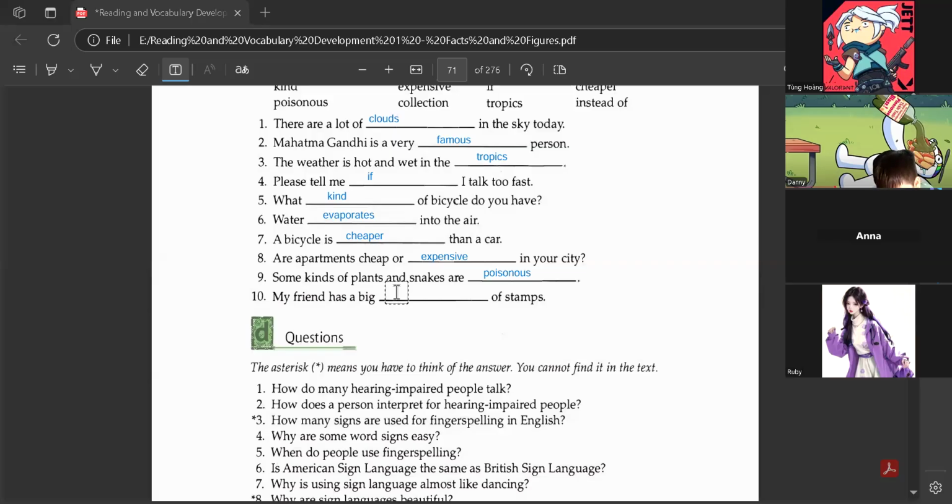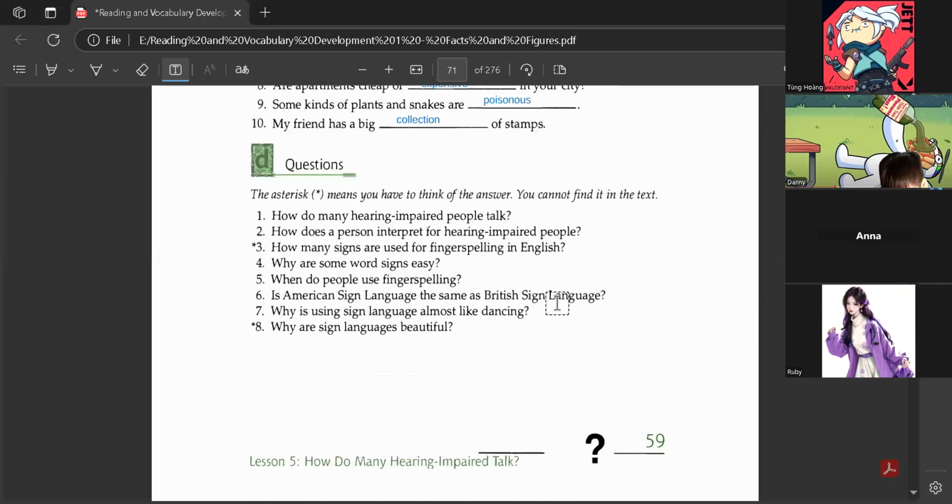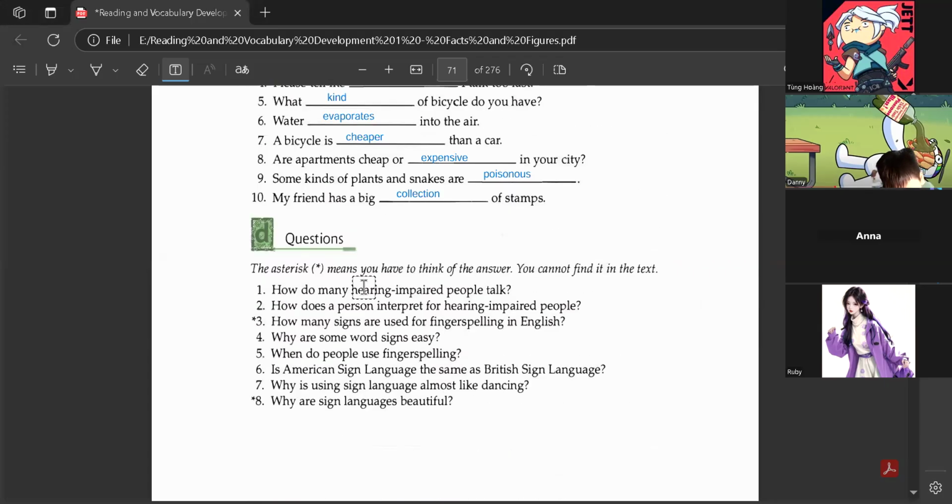Big collection of stamps. Okay. Move on to exercise D. The asterisk means you have to think of the answer. You cannot find it in the text.